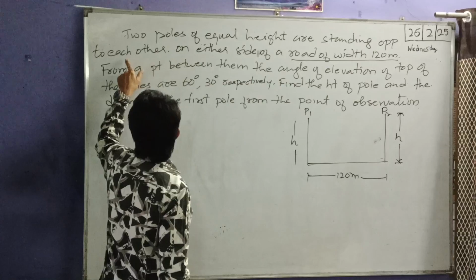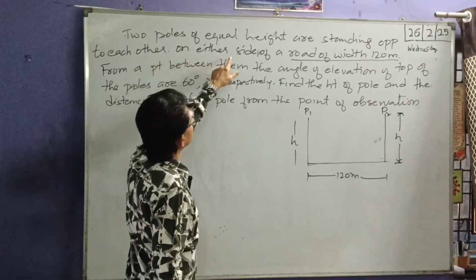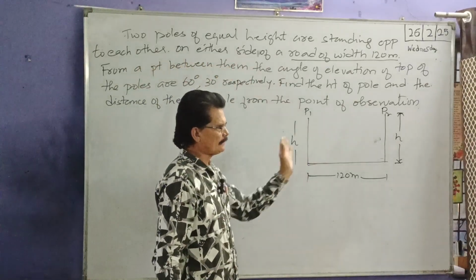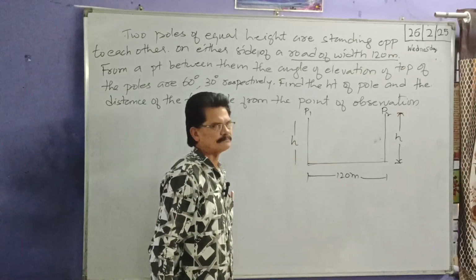Standing on opposite sides of each other on either side of the road. Road के दो तरफ opposite, एक के opposite में एक.